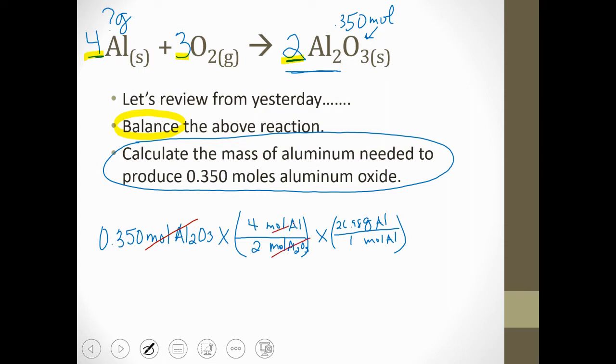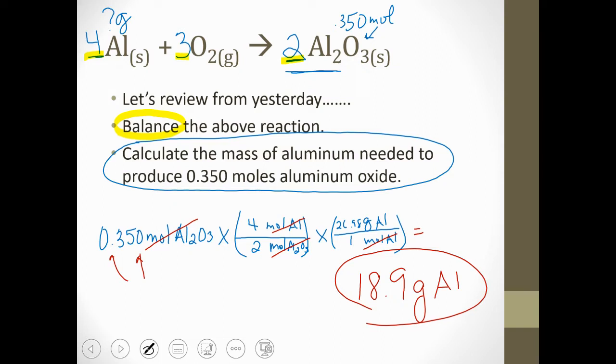So the moles aluminum oxide divides out, the moles aluminum divides out. I will multiply by 4, divide by 2, and multiply by 26.98. And I got 18.9. I'm keeping 3 sig figs. The 0 counts because it is trailing and there is a decimal. And my label is grams of aluminum. So now I would know exactly how much aluminum is needed to produce that same amount of aluminum oxide.